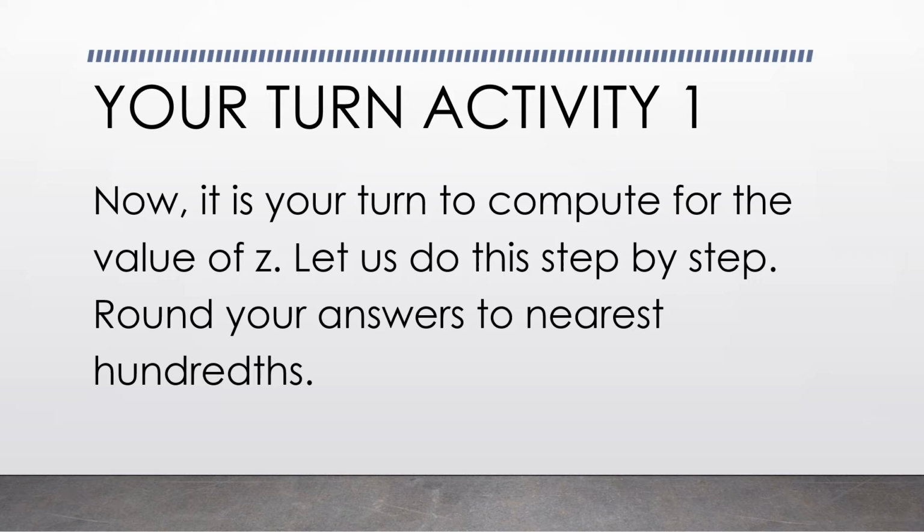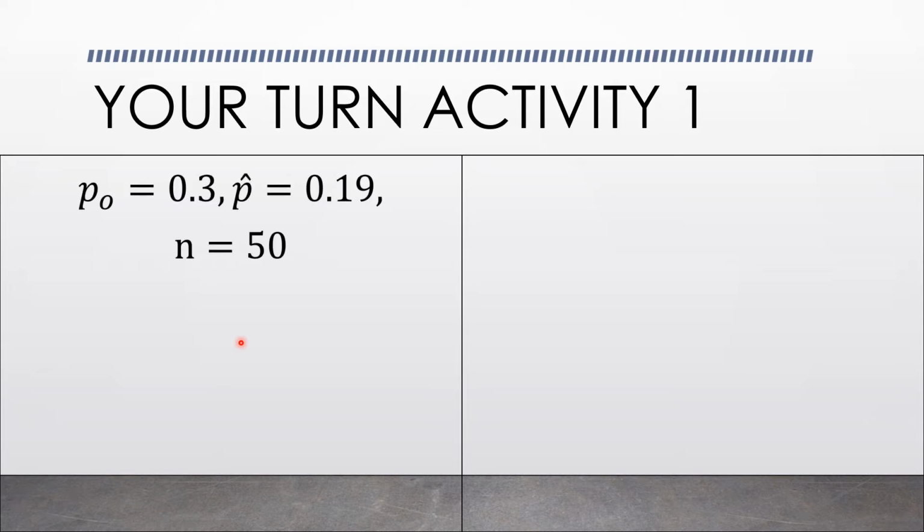Okay, so now it's your turn to compute for the value of z. Let us do this step by step. Round your answers to the nearest hundredths. I hope you will also answer on your own. Suppose the hypothesized proportion or the claimed proportion is 0.3, and what we got is 0.19 as the sample proportion, given 50 as the sample size.